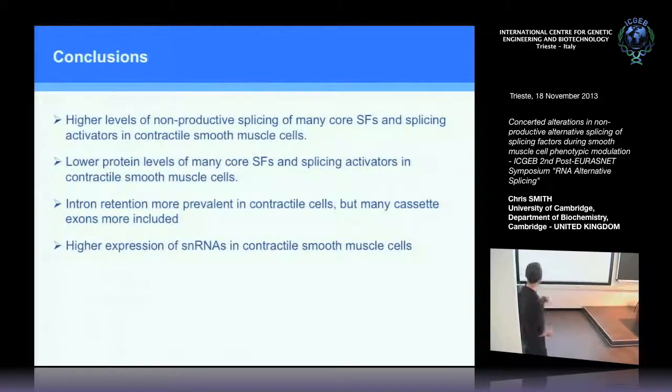So the intron retention was more prevalent in the contractile cells, but importantly, it's not just that splicing is not happening or is rubbish, because many cassette exons, actually the majority, are more included in those cells. And then finally here we've got the fact that there's higher expression of the snRNAs in the contractile cells, even though the cognate proteins are lower.